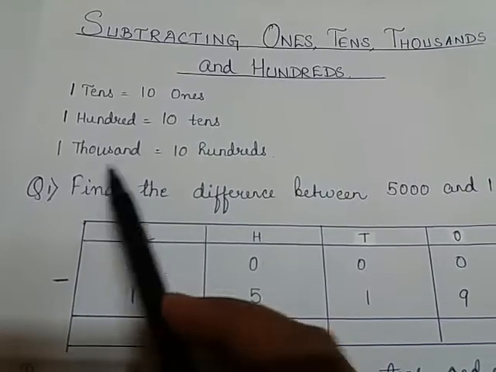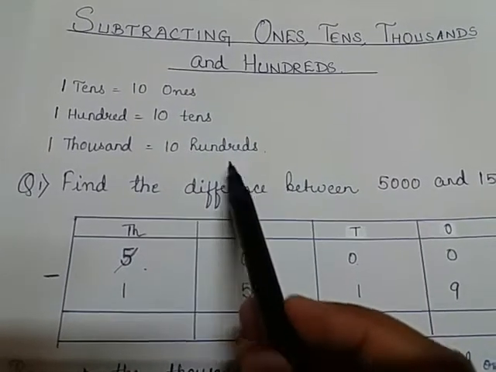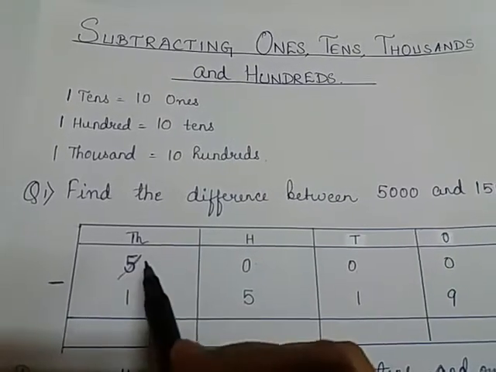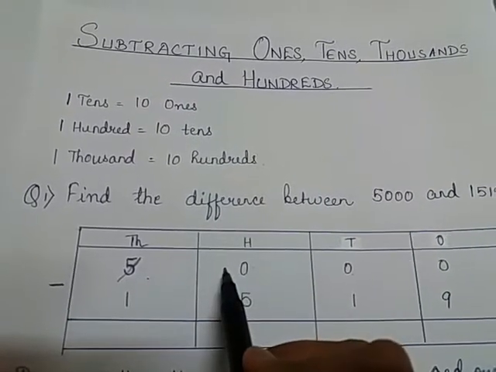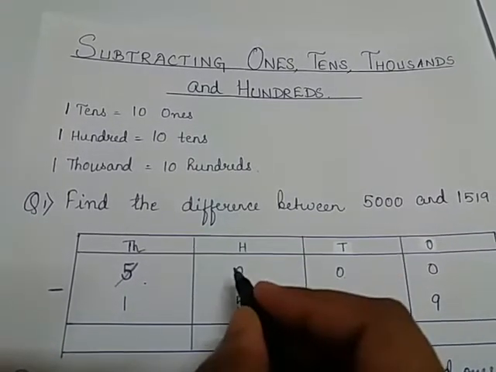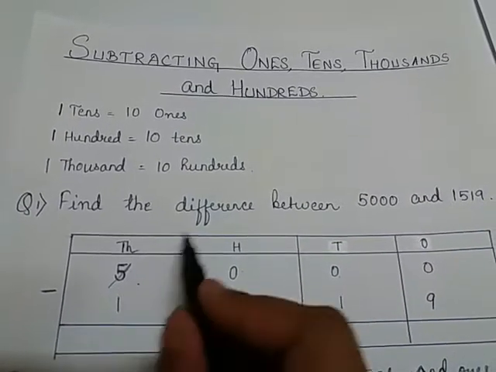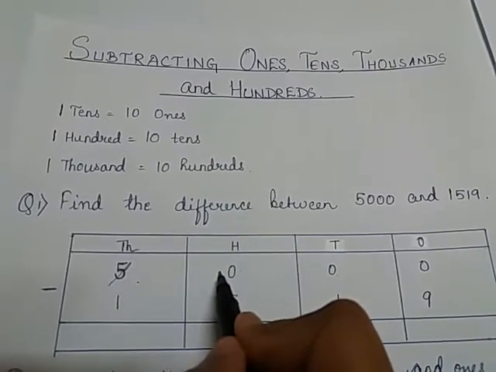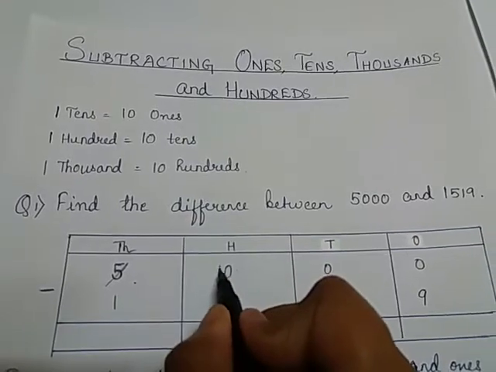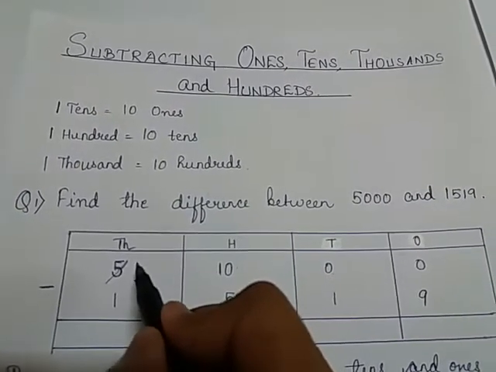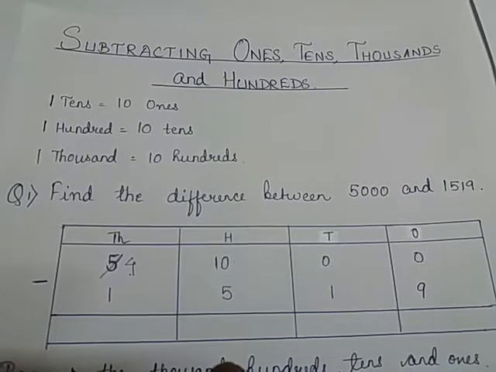As we know, 1 thousand is equal to 10 hundreds. So if I take 1000 from here, I can put it here as 10 hundreds. So after taking 1 from here, if I put 1000 here, we will have 10 here. Automatically this 5 will become 4.